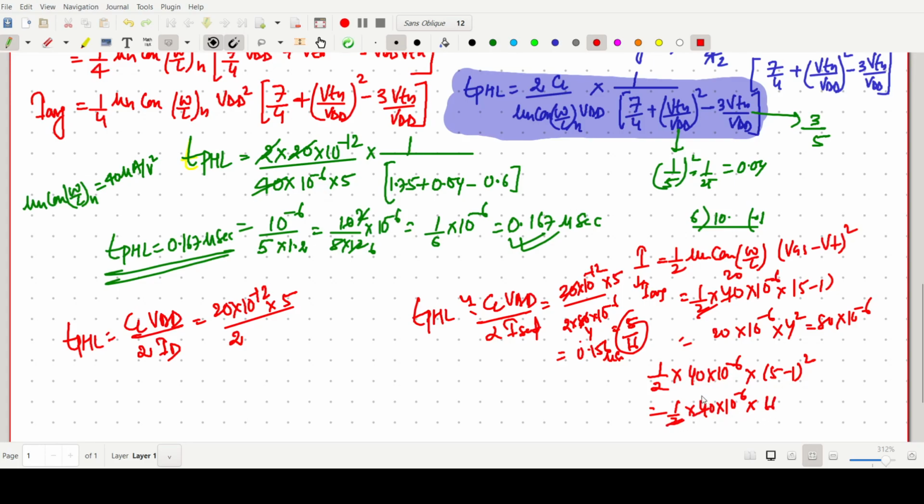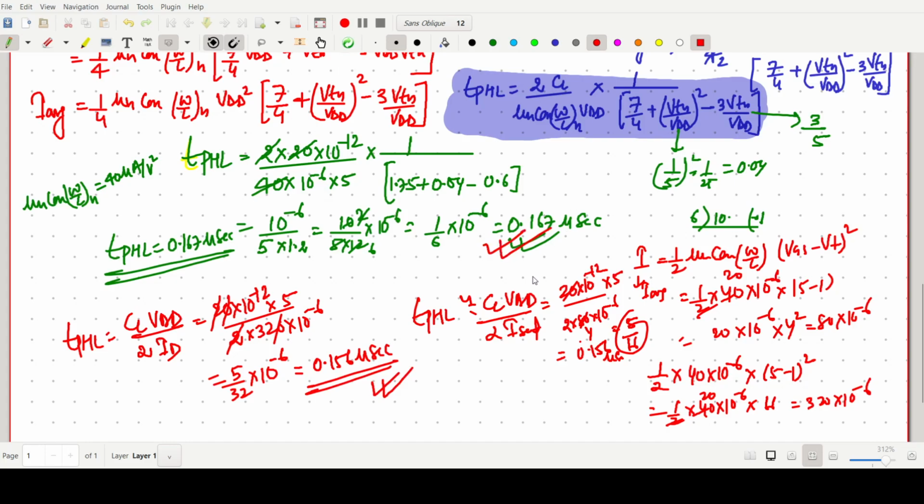So 1 by 2 into 40 into 16 is 320 into 10 to the power minus 6. So 2 into 320 into 10 to the minus 6, the 2 should cancel out, so it should be 5 by 32. We have to be very careful about the calculation. So 5 by 32 should be 1.56. So this can also be one answer, but the other one is the more accurate one.